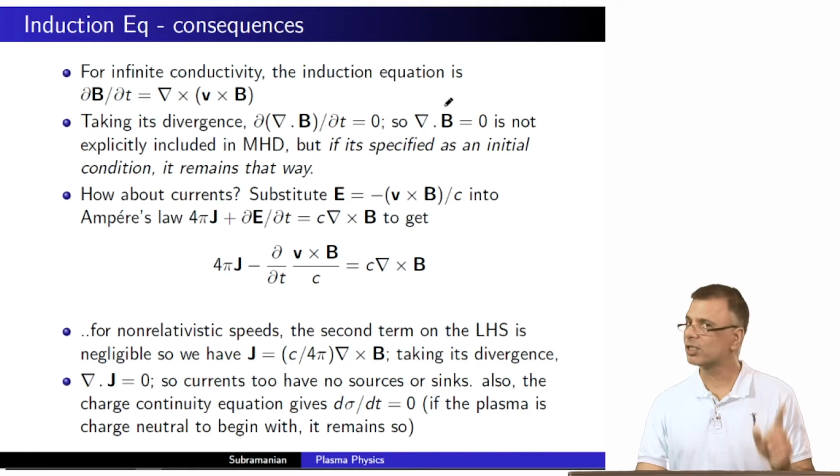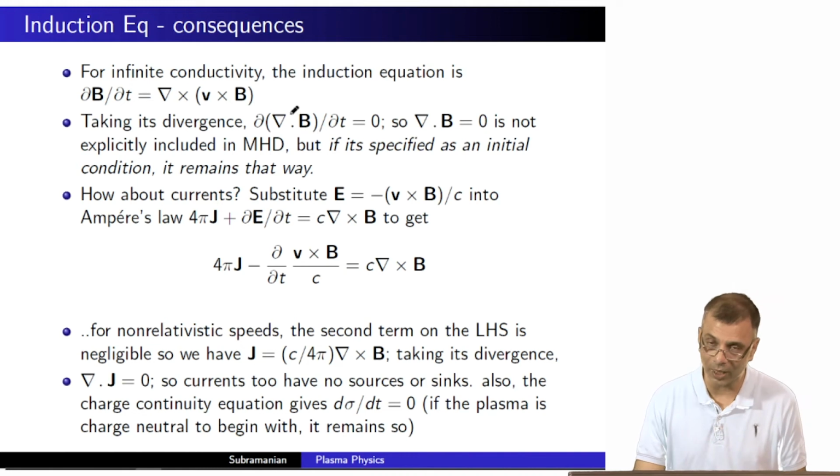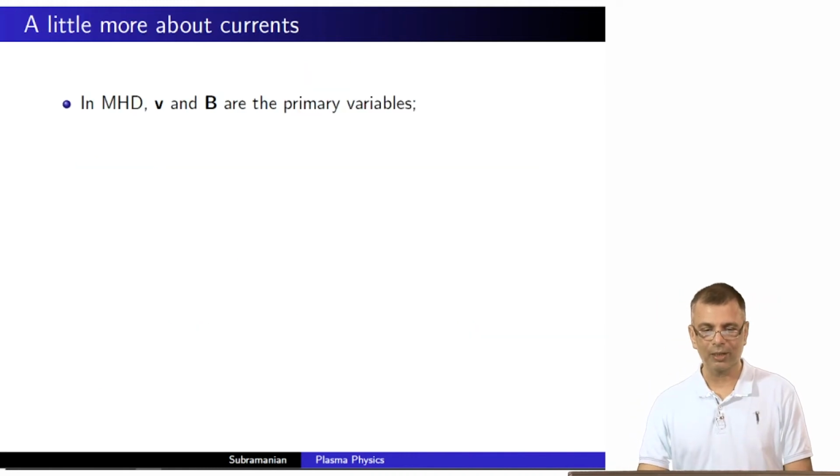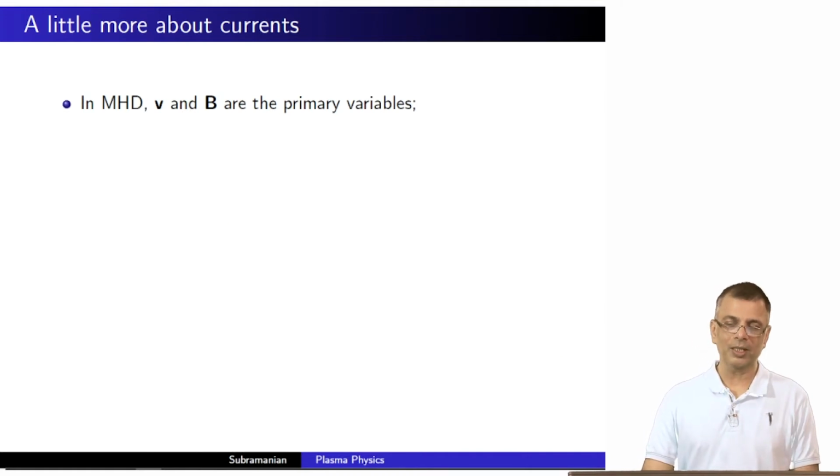Divergence of B equals 0 is not guaranteed in MHD. Okay, what's guaranteed is simply that the time derivative of the divergence of B is 0. So if you ensure the divergence of B equals 0 at the very beginning, then it remains that way, somewhat like that. Okay. So now let's talk a little bit more about currents.